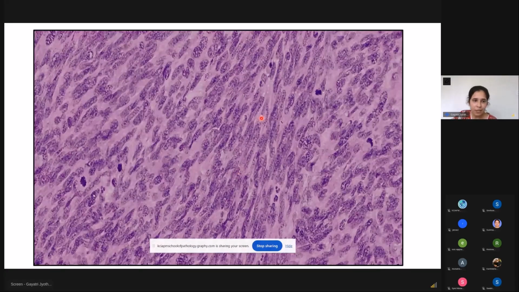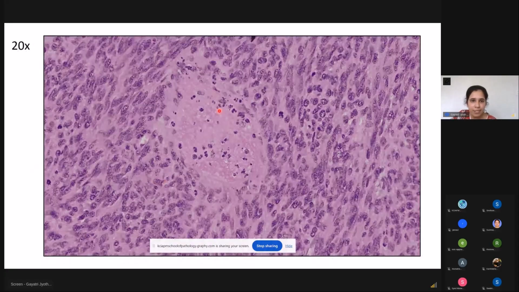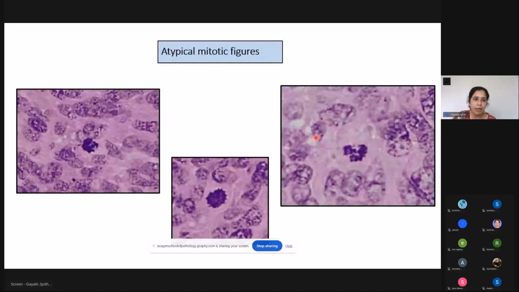This is also another slide. Here also we can appreciate atypical mitotic figures, and the cells appear to have pleomorphic hyperchromatic nuclei. In another area, we have also identified an area of necrosis with some inflammatory cell infiltrate, predominantly neutrophils. These were the atypical mitotic figures we have noticed from the slides. There were many actually, around 3 to 4 that we can make out in one field.